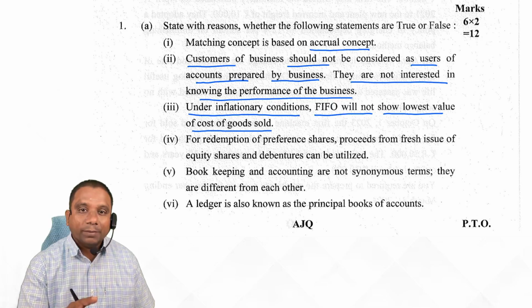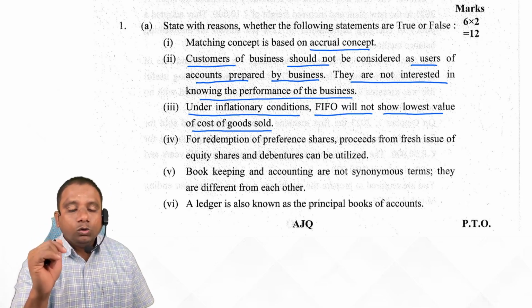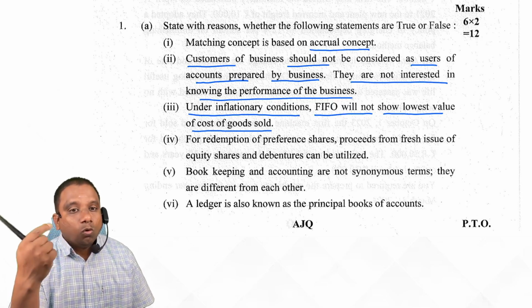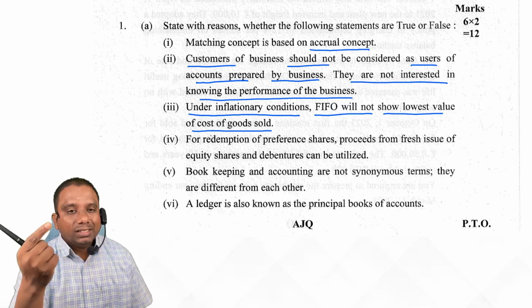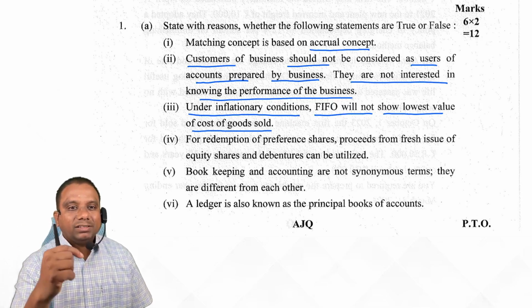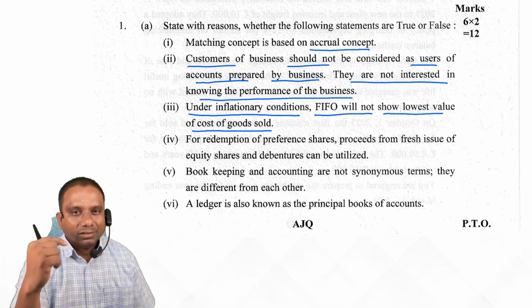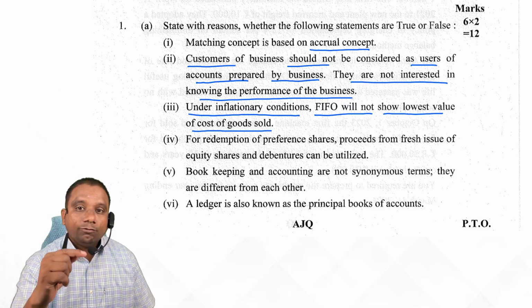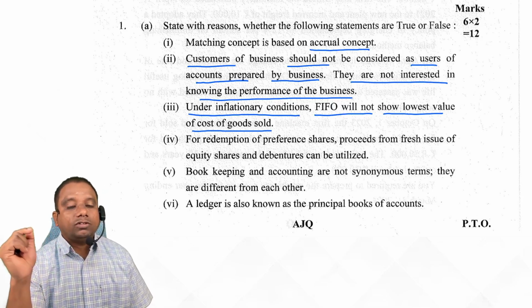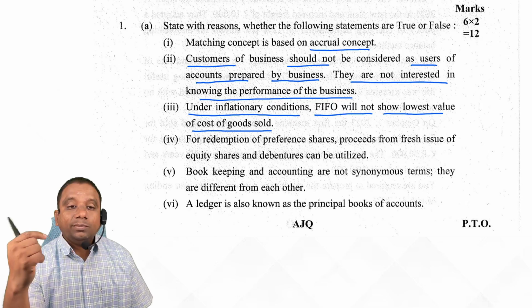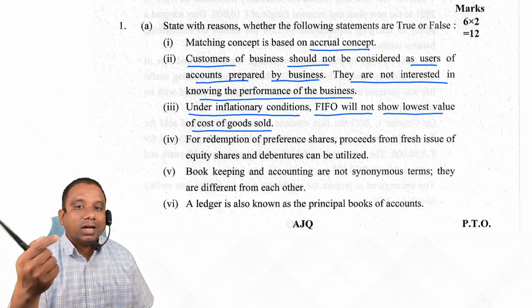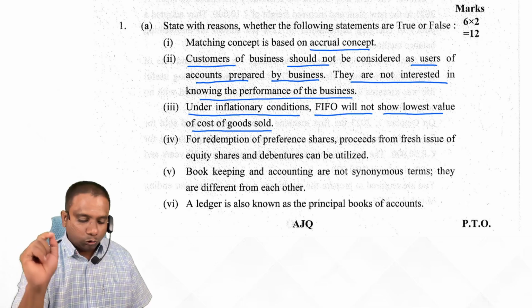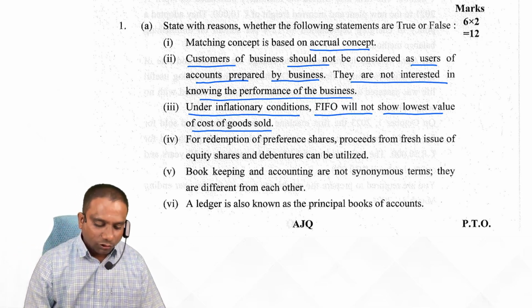Understood, students? So the statement that under inflationary conditions FIFO will not show lowest value of cost of goods sold is false. Why? Because under FIFO, we issue units from old stock. The old stock is always at a lower price than the current market price. That's why under inflationary condition, FIFO will show the lowest value of cost of goods sold. But when it comes to LIFO, it will show the highest value of cost of goods sold. That's why the given statement is false, students.